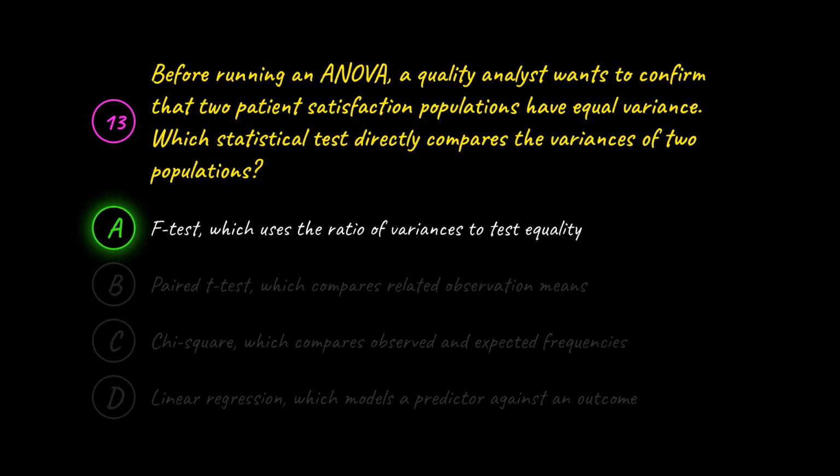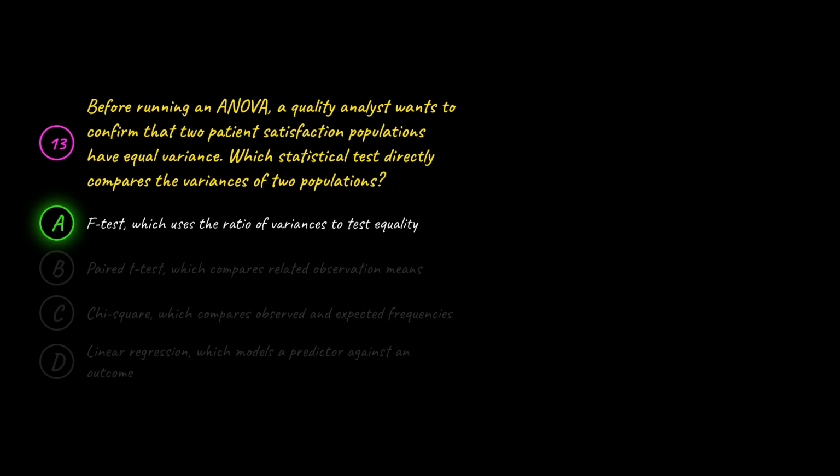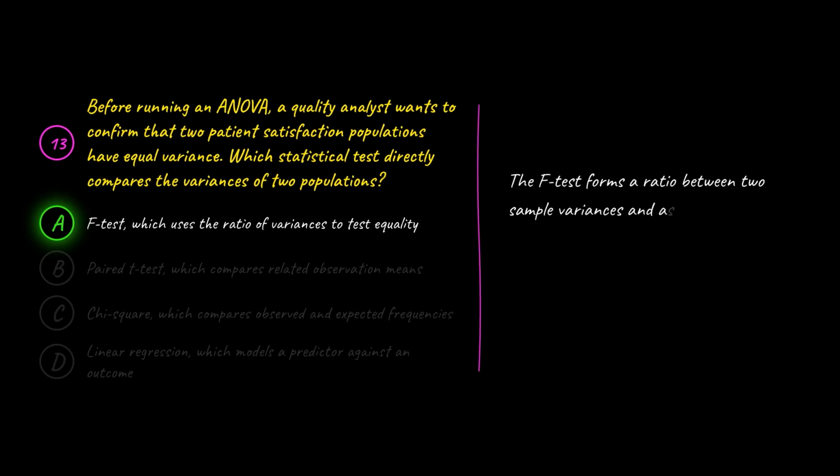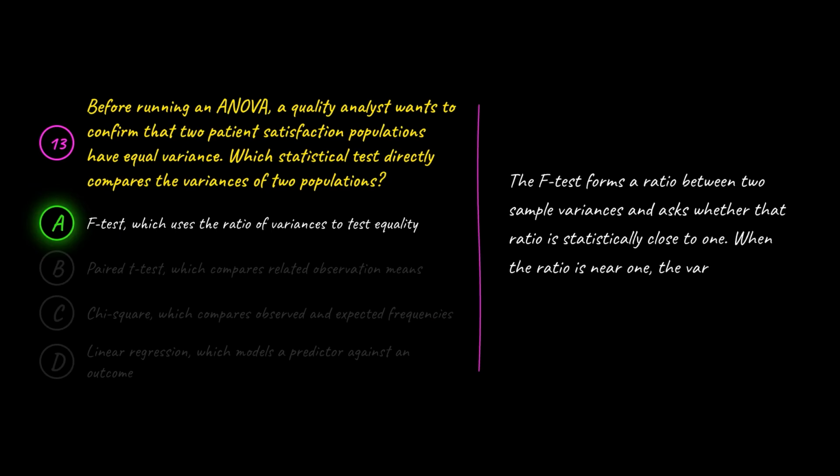The correct answer is A. F-test, which uses the ratio of variances to test equality. A is correct because the F-test forms a ratio between 2 sample variances and asks whether that ratio is statistically close to 1. When the ratio is near 1, the variances are likely equal. This is precisely the assumption check that ANOVA relies on before testing means.